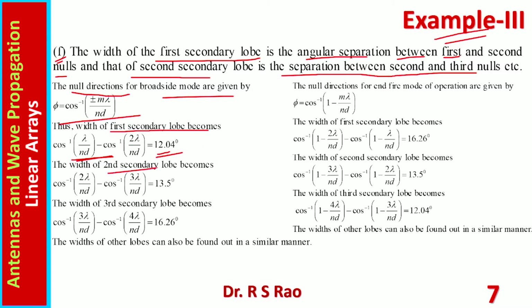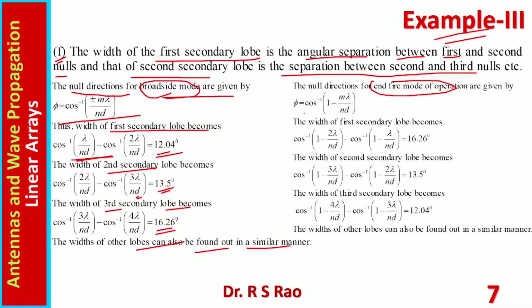Width of the second secondary lobe becomes cos inverse 2 lambda by nd minus cos inverse 3 lambda by nd. It turns out to be 13.5 degrees. The width of the third secondary lobe becomes cos inverse 3 lambda by nd minus cos inverse 4 lambda by nd. It is 16.26 degrees. The widths of other lobes can also be found out in a similar manner. This is for the broadside mode of operation. Now we consider end fire operation.